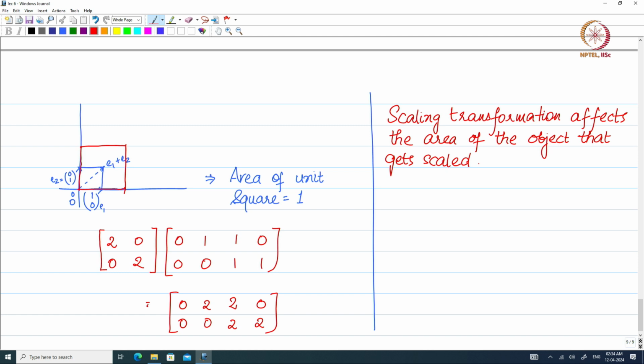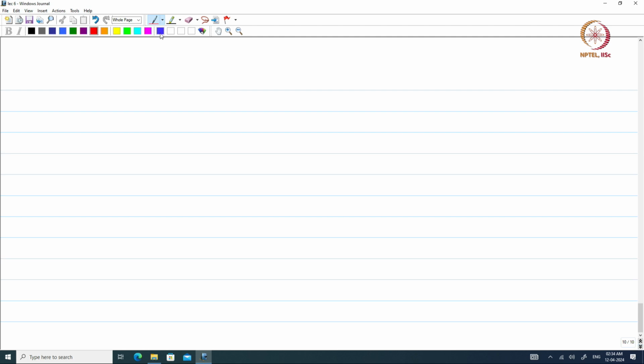Okay. So this is the effect of scaling. This is the first linear transformation that we have studied. We'll look at the next one, which is basically the idea of reflections. Reflection transformation is what we are going to study. Now, what is it to say reflection? How do we understand this idea of reflection?